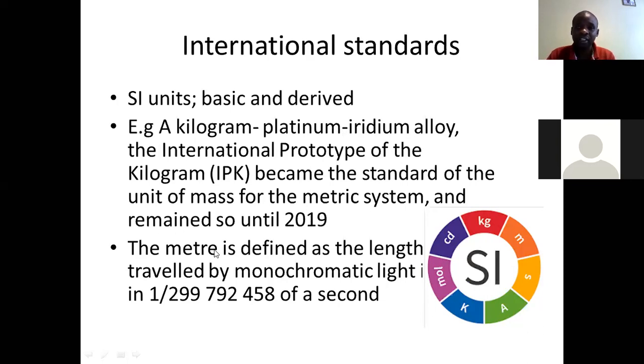Then you also have another one like the meter. The meter is usually defined as the length which is traveled by light in 1 over this value given here of a second. So this is what you call the international standards, where scientists or representatives from different countries form a body which from time to time, like after 4 years, is able to look at the international standards and maybe redefine them, ostensibly for purposes of increasing the accuracy of those standards.